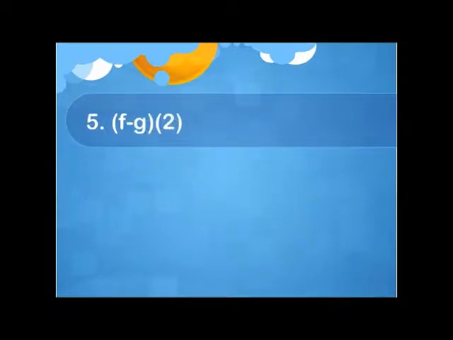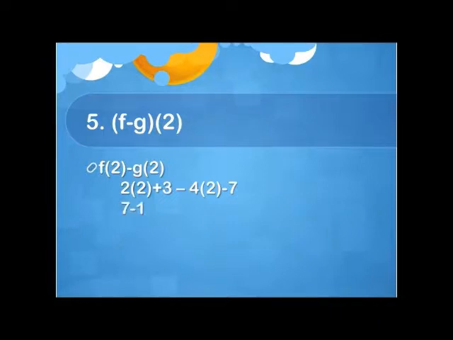When you have (f minus g)(2), you have f(2) minus g(2). So you take the 2x plus 3 minus 4x minus 7 and replace the x's with the 2, so you get 2 times 2 plus 3 minus 4 times 2 minus 7. So you do 4 plus 3 minus 4 times 2 minus 7, and you get 7 minus 1. And 7 minus 1 equals 6, so you get (f minus g)(2) equaling 6.